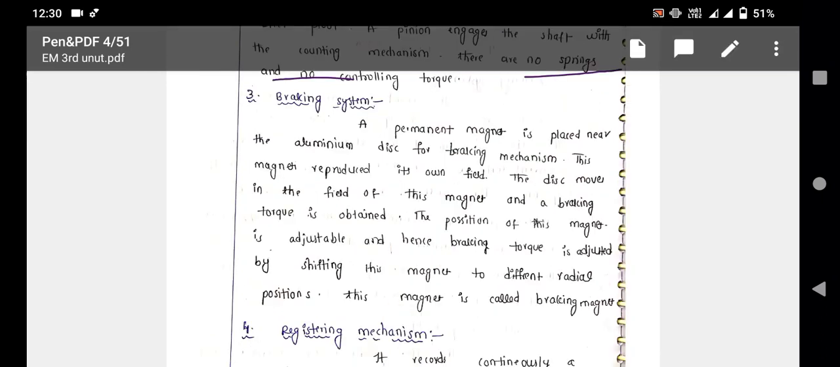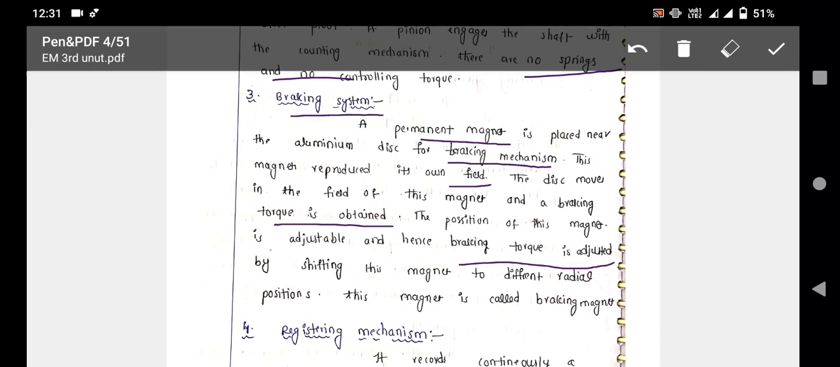Similarly, the braking system. The braking system is a permanent magnet. A permanent magnet is placed near the aluminum disc for the braking mechanism. This magnet produces its own field. The disc moves in the field of the magnet and braking torque is obtained. The position of this magnet is adjustable, hence the braking torque is adjusted by shifting the magnet to different radial positions. This comes under the braking system.